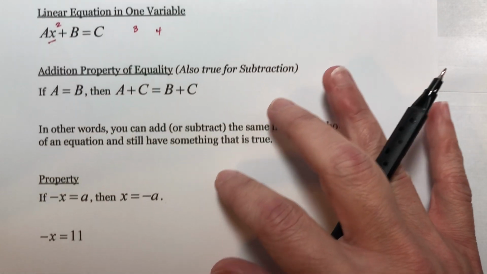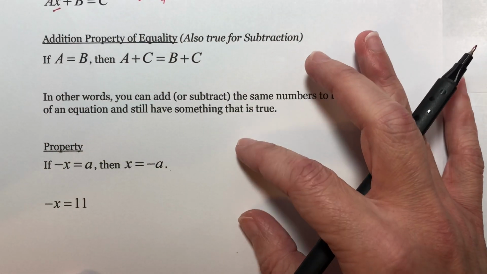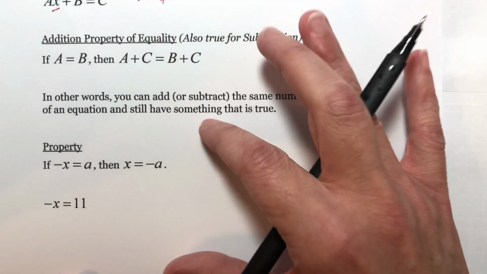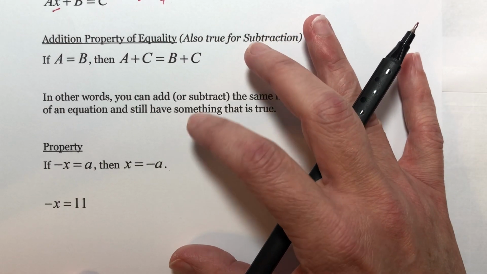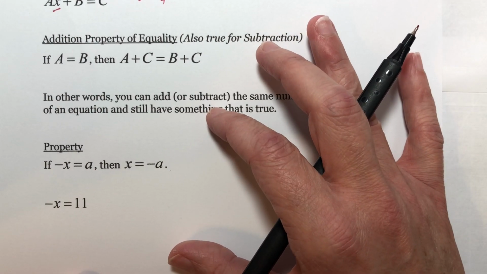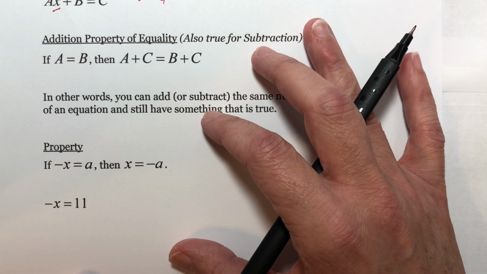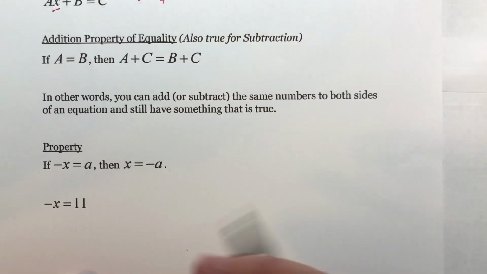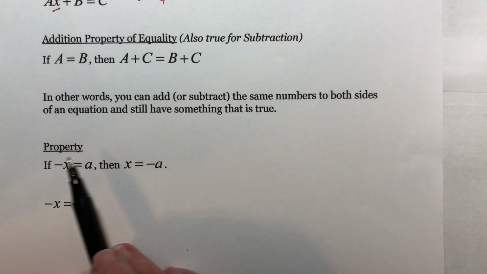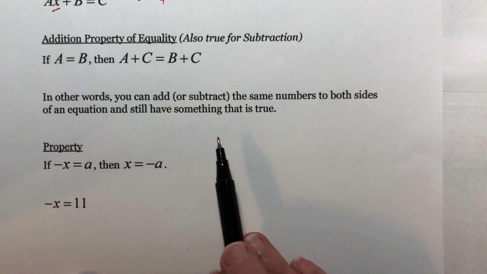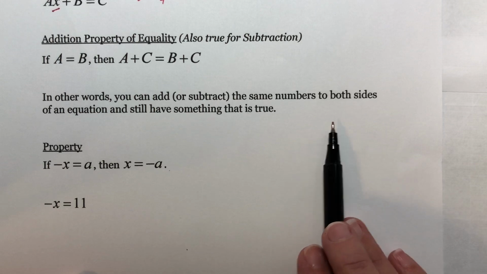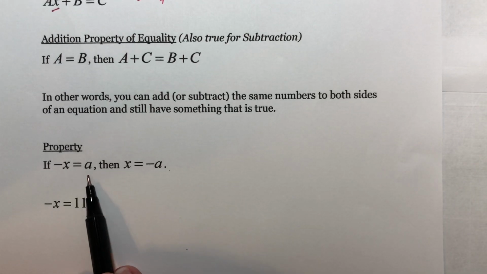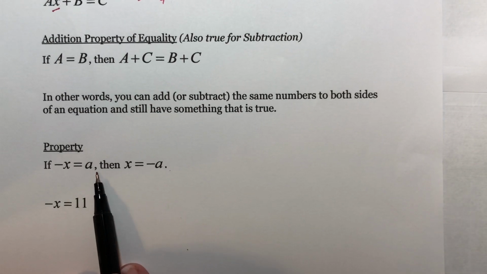Okay? So this is the main property we're going to be using in this section. We also need one other little property here. And why this property works will be a lot more clear after we get through section 2.2. But for right now, and the way we generally use it, it's just like this. If we are solving an equation, and instead of ending up with x equals 3, we end up with negative x equals 3, where a is just some number here.